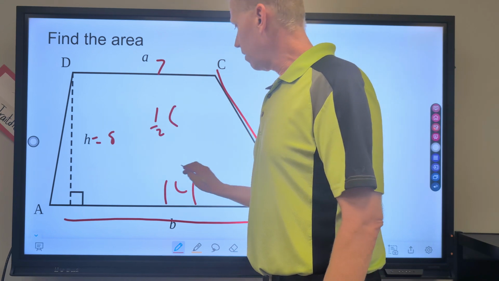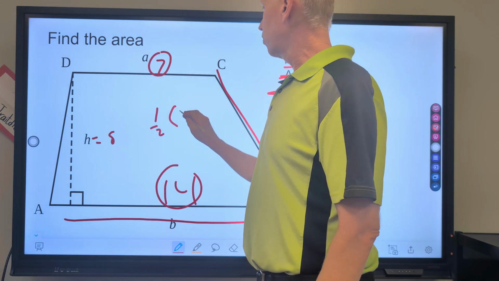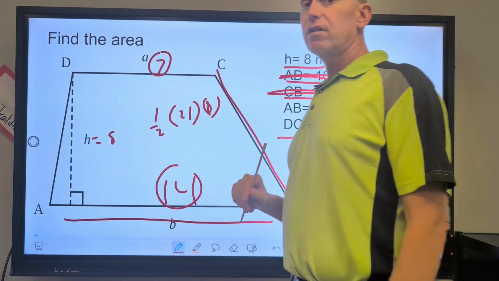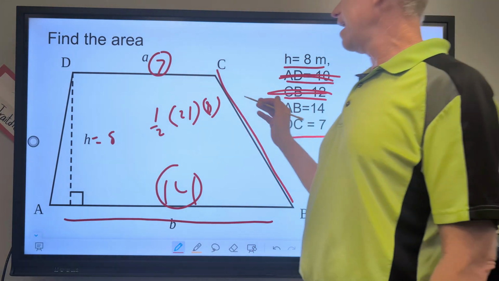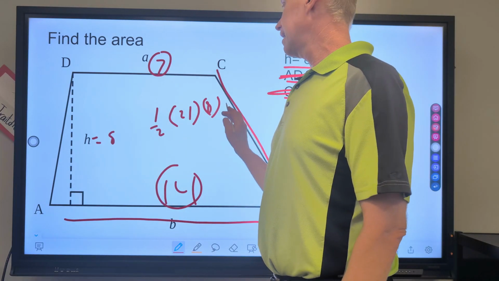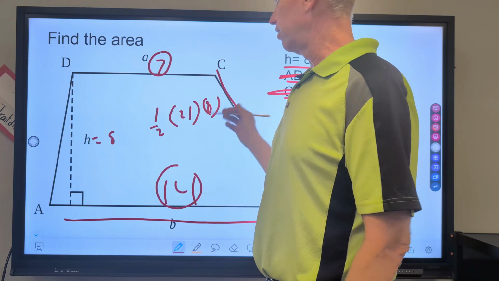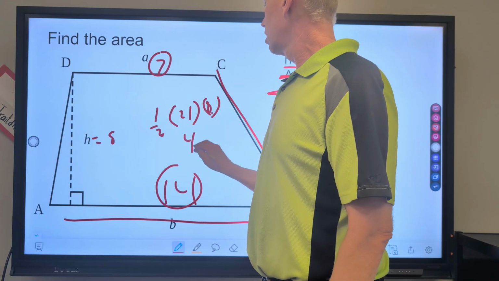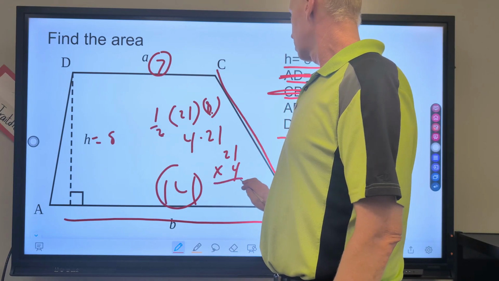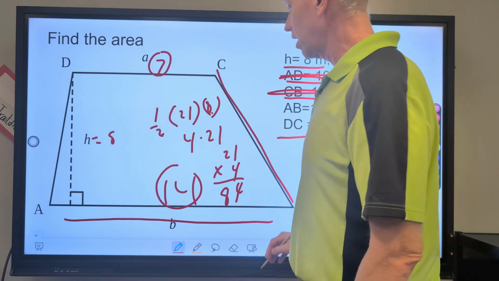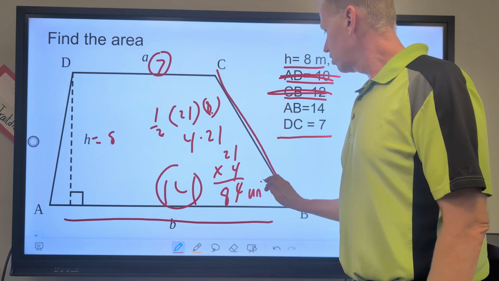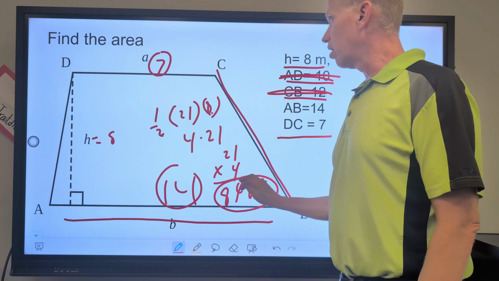1/2, add up 14 and 7, that's 21, times the height, which is 8. Now, since I have an even number here, I'm going to take half of the 8, then multiply by 21. I can take half of 21, or I can multiply and take half, but I'm going to take half of 8. It's just easier. Half of 8 is 4. 4 times 21 gives me 84. There's no units, so we'll just call it units squared. And there's your area for a trapezoid.